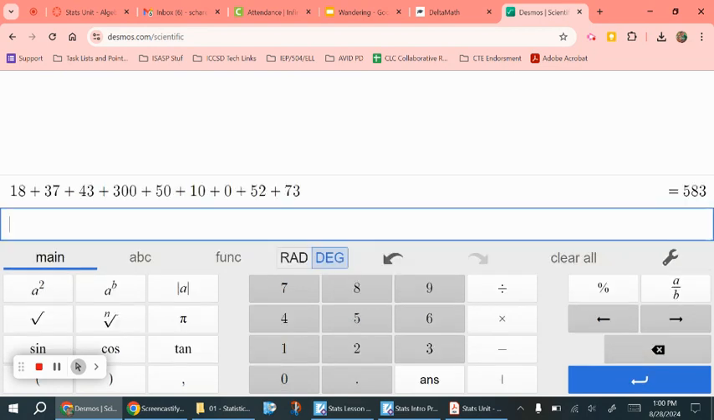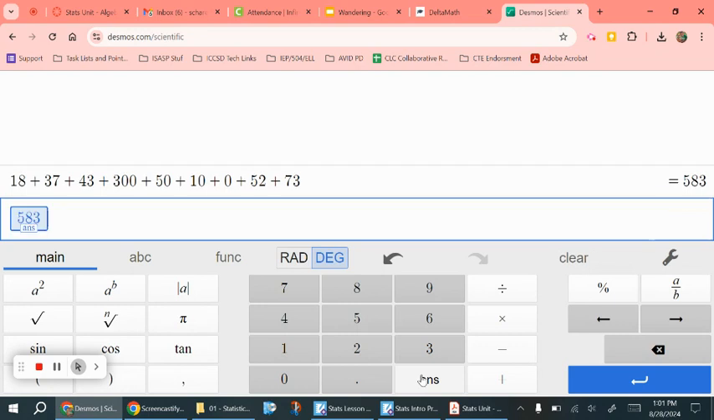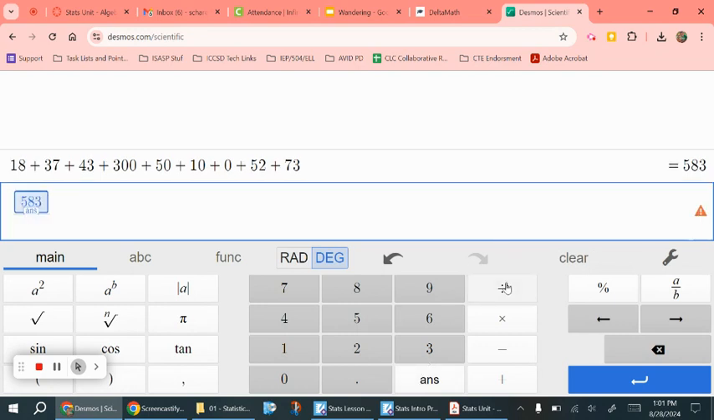At this point, I'm just going to hit enter. I don't want to delete that. I want to leave all my work on the page. And to find the mean, I need to divide by the number of values there. So I'm going to use this previous answer key right down here at the bottom to bring my number in. Hit the divided by, and there are 1, 2, 3, 4, 5, 6, 7, 8, 9 values there. I am counting the 0 because that is a number. And so I get 64.7 repeating.